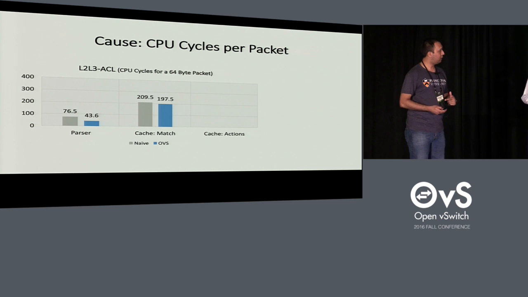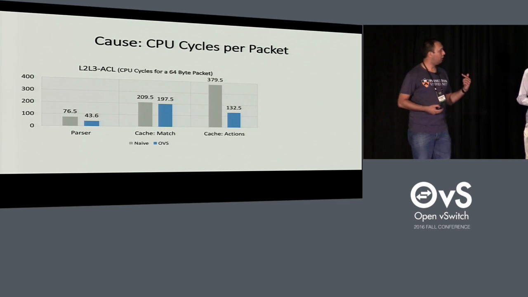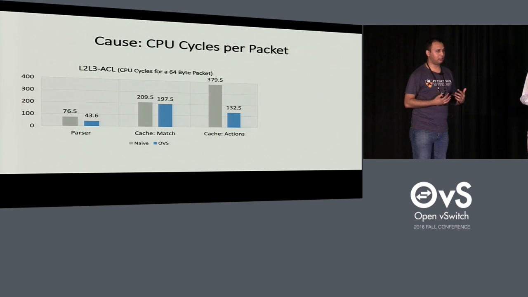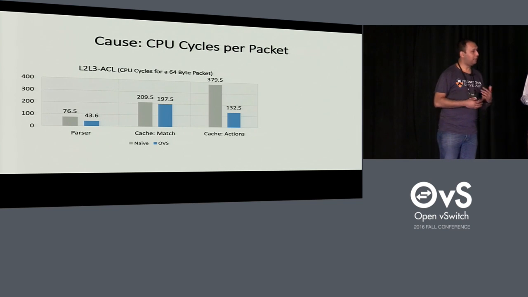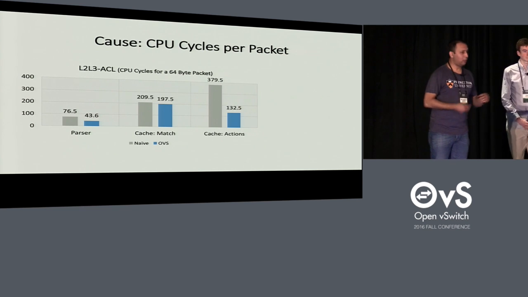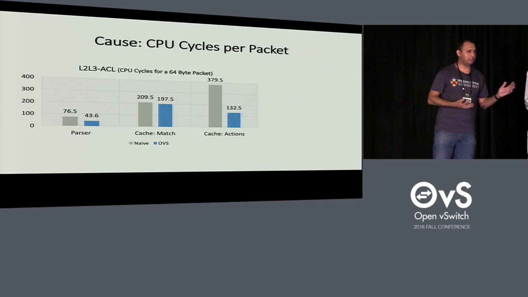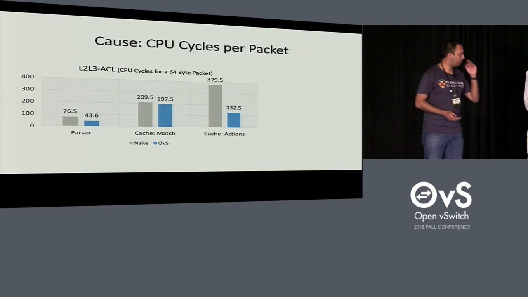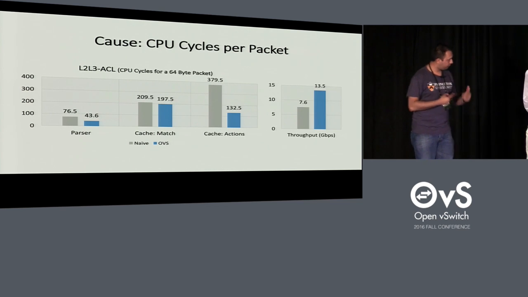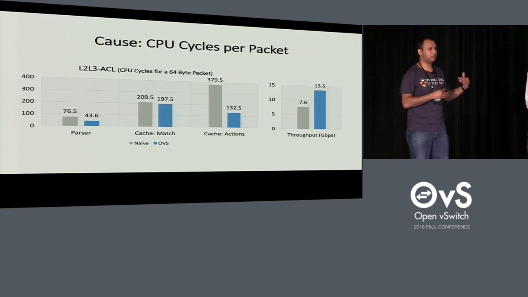Similarly, for the cache match, the difference was not that much, but the primary difference was in the cache actions. We were taking roughly 3 times more cycles than the native OVS. So there were opportunities for optimization here, and this is what we did later on. And the throughput was 7.6 gigabits per second for PISCES versus 13.5 gigabits per second for the native OVS.